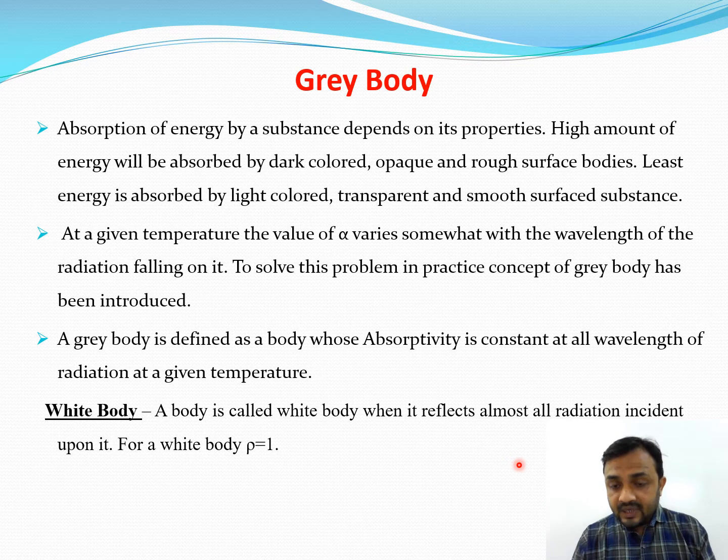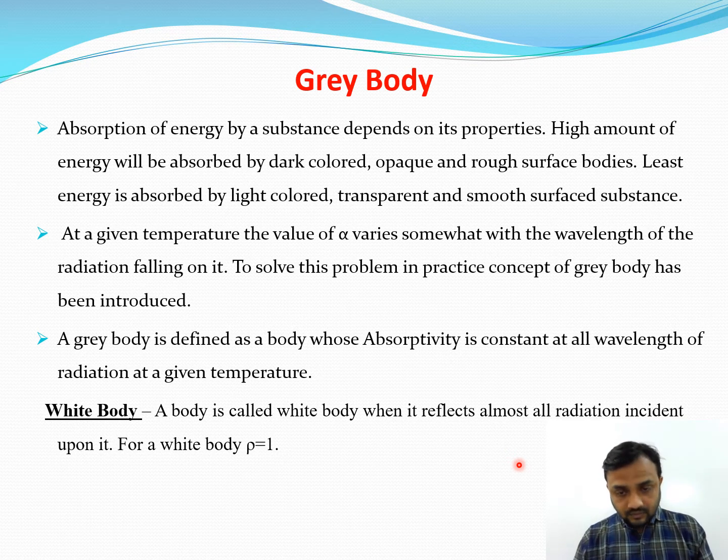At a given temperature, the value of alpha varies somewhat with the wavelength of the radiation falling on it. To solve this problem in practice, the concept of a gray body has been introduced. A gray body is defined as a body whose absorptivity is constant at all wavelengths.